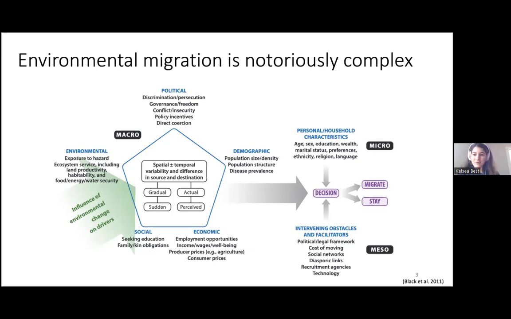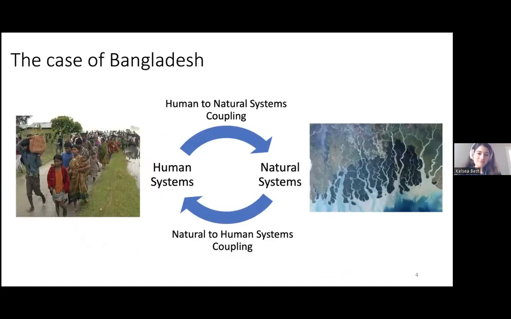As I'm sure anyone here who has moved before can imagine, there's a lot that goes into that decision to migrate or to stay. There's personal preferences, risk tolerance, and then larger dynamics such as economic opportunities, social norms, political circumstances. So in this complex context, environmental change is really only one of many influences on that decision. And environmental change can also act to impact those other dynamics as well. So the moral here is that it's very complicated.